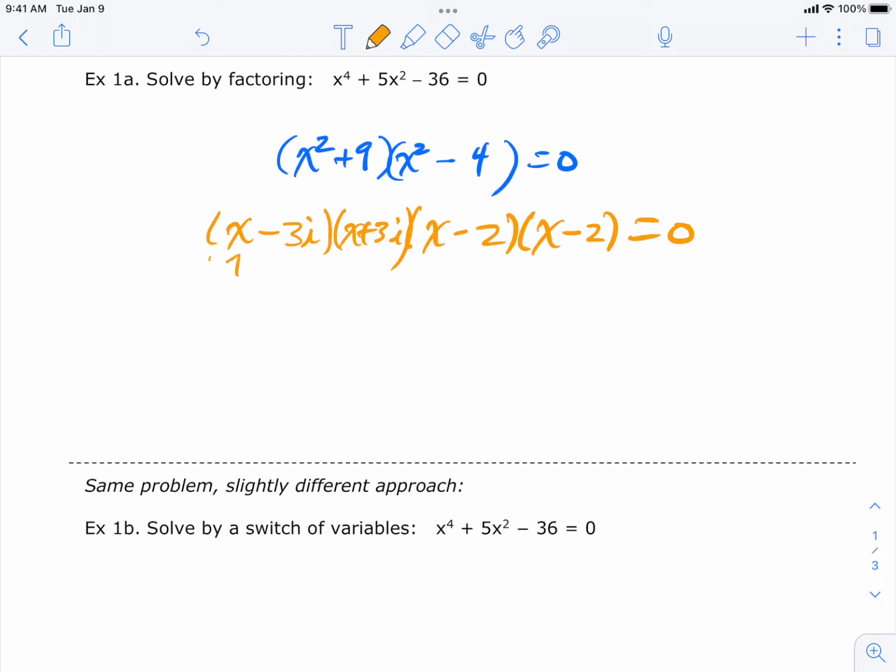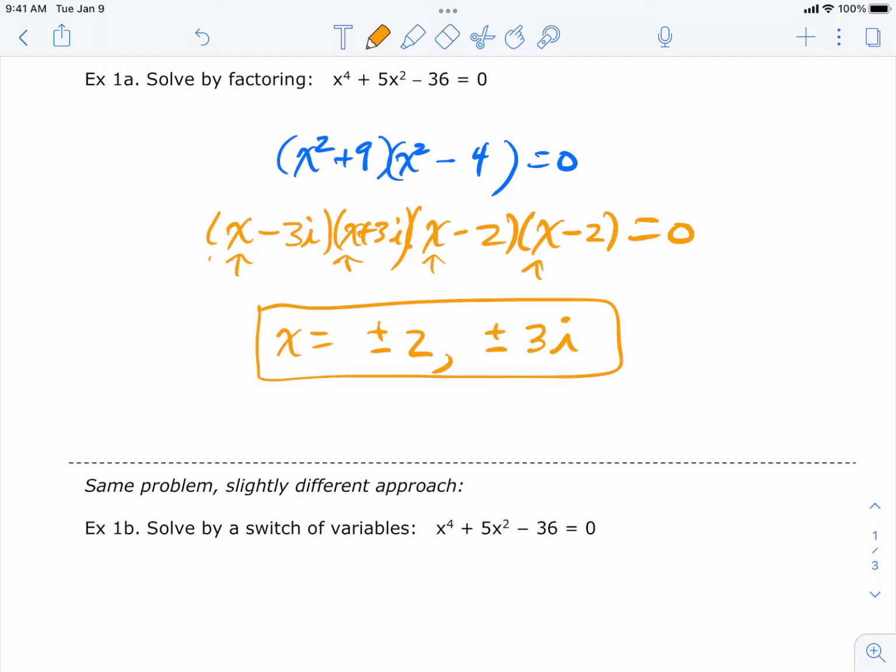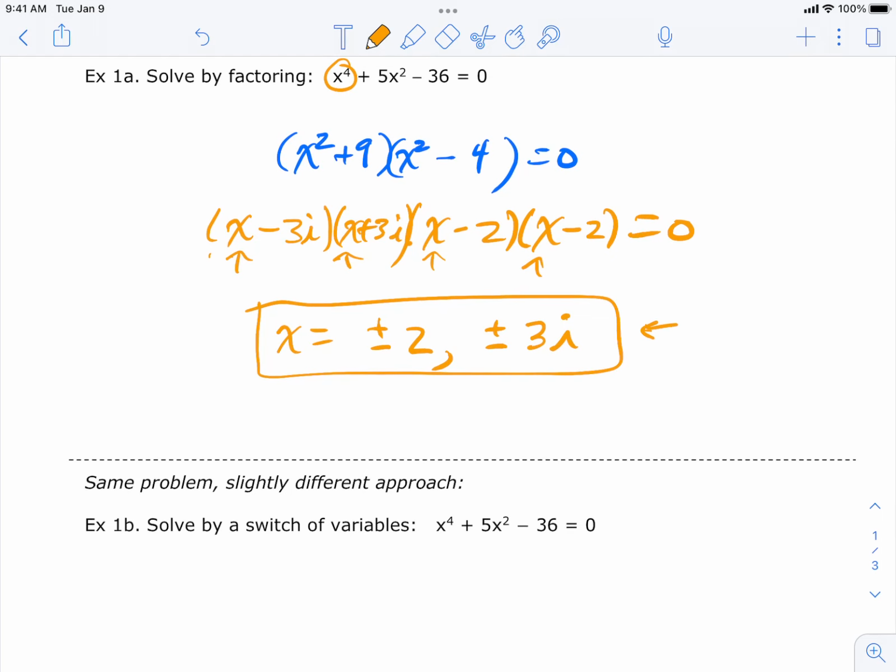And so we can read off in 4 places 4 solutions. We could have either a positive or a negative 2. I'll put the real number first. We could also have a positive or a negative 3i. 4 solutions. A degree 4 equation with 4 solutions. Life is good. So there was nothing fancy there. We've seen that before. The old factor completely trick in order to solve.